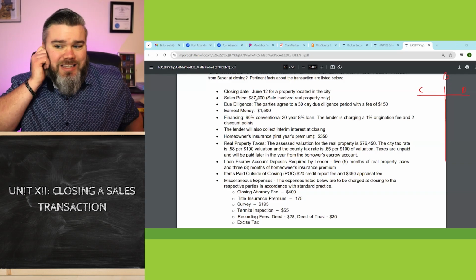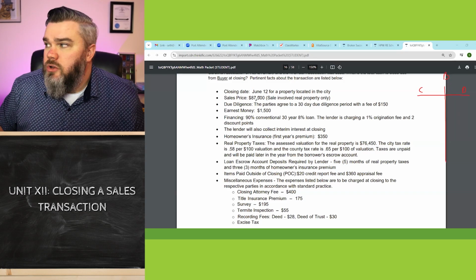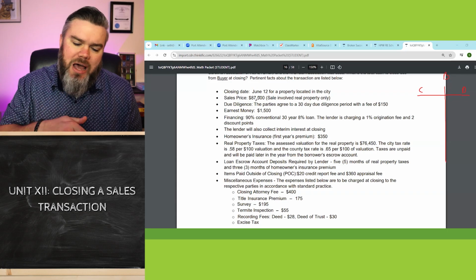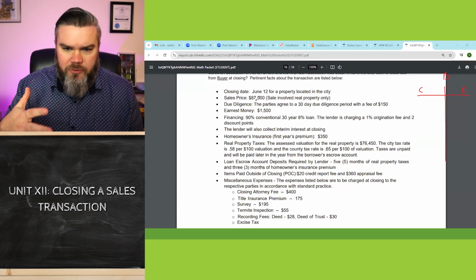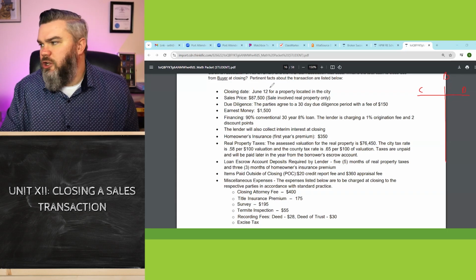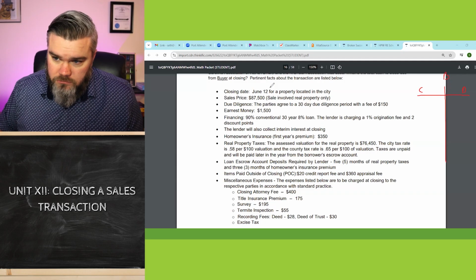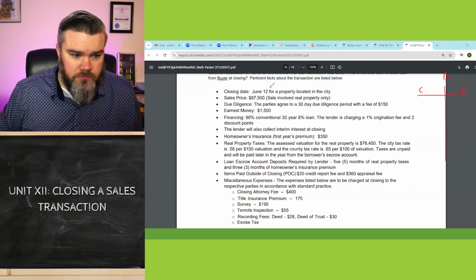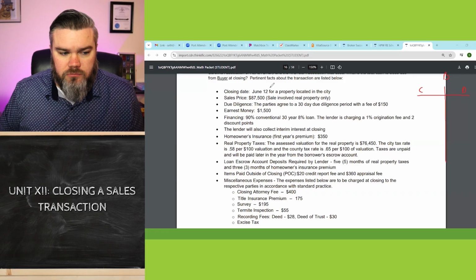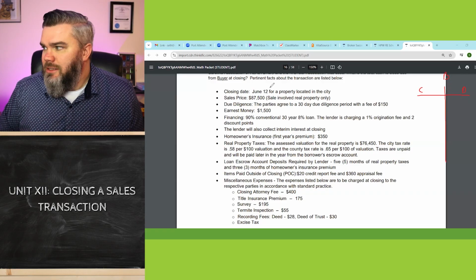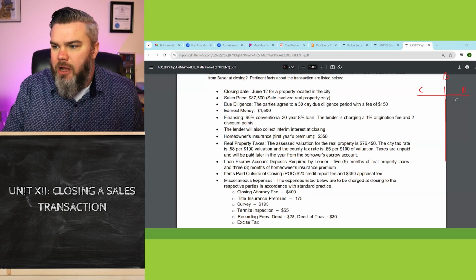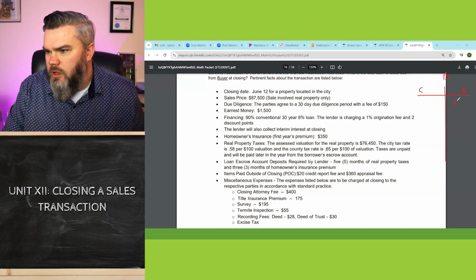Sales price of $87,500. So sales price affects the buyer and the seller, but we're only focusing on the buyer. And so what would be the sales price to the buyer? Is it a credit or is it a debit? There you go. It's a debit because they are paying that amount of money. So we're taking it from them. So $87,500 purchase price.